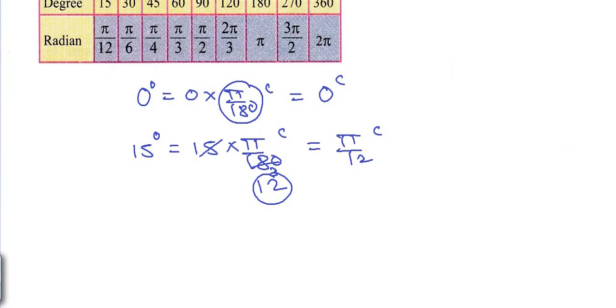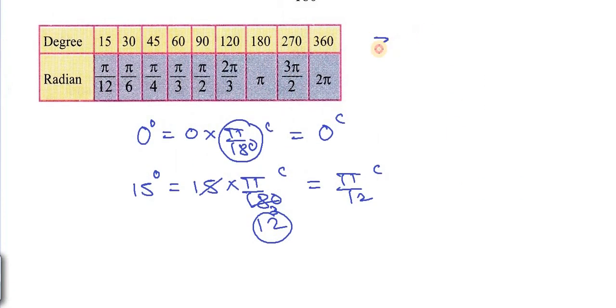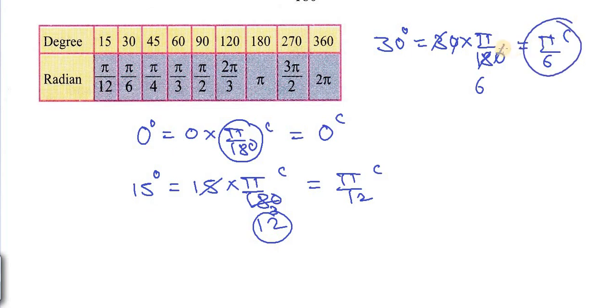Now next 30 degree. We'll go for 30 degree now. 30 degree is equal to 30 into pi by 180. 0 0 got cancelled. 3 6 are 18. That is equal to pi by 6 radian. Likewise you can convert all the angles as given in the table. 15 degree is equal to pi by 12 radian. 30 degree pi by 6 radian.